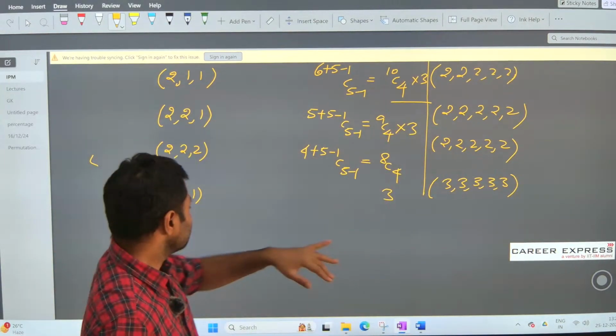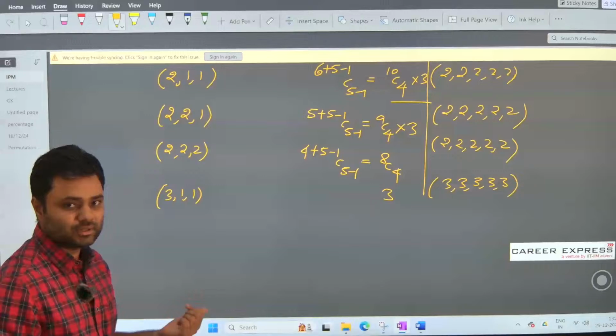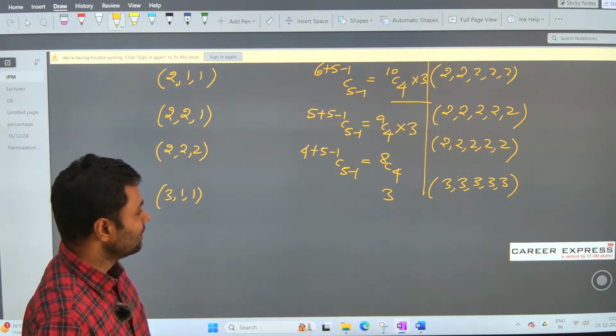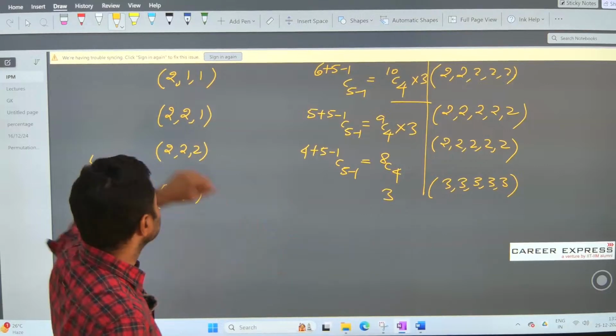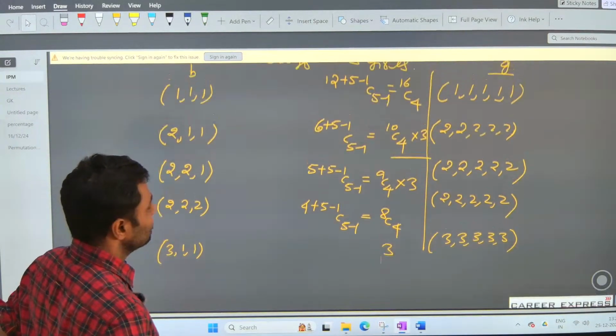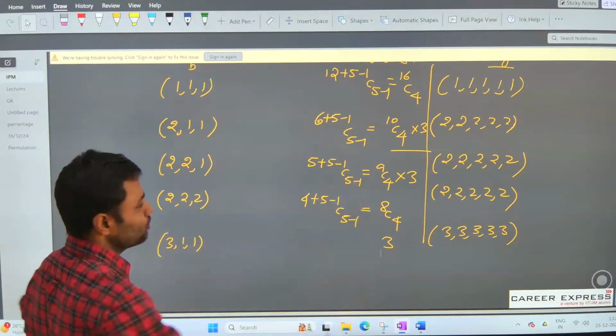If I write 3, 2, 2, then also this will be 3 into 5 times. So in that case the total number of balloons will become 21. That is not possible because total 20 balloons only are available. So this is pretty much the cases that we have. Now we just have to add all these answers to get the final answer.